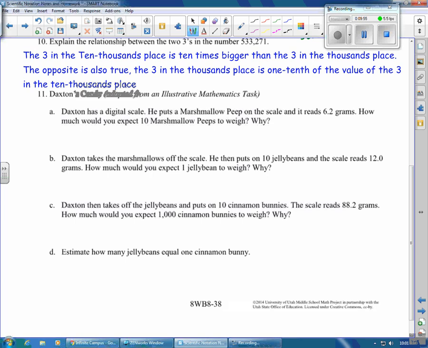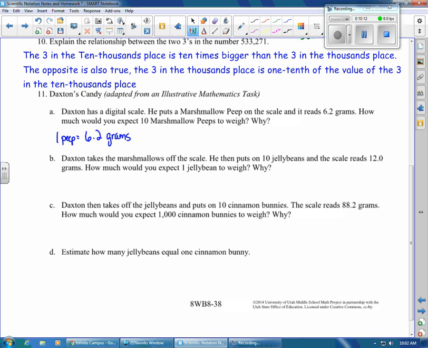Problem 11, Jackson's candy. Jackson has a digital scale. He puts a marshmallow peep on the scale and it reads 6.2 grams. So 1 peep is 6.2 grams.